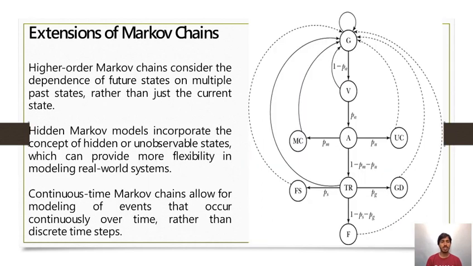Extensions of Markov chains. Higher order Markov chains consider the dependence of future states on multiple past states rather than just the current state. Hidden Markov models incorporate the concept of hidden or unobservable states, which can provide more flexibility in modeling real-world systems. Continuous time Markov chains allow for modeling of events that occur continuously over time rather than in discrete time steps.